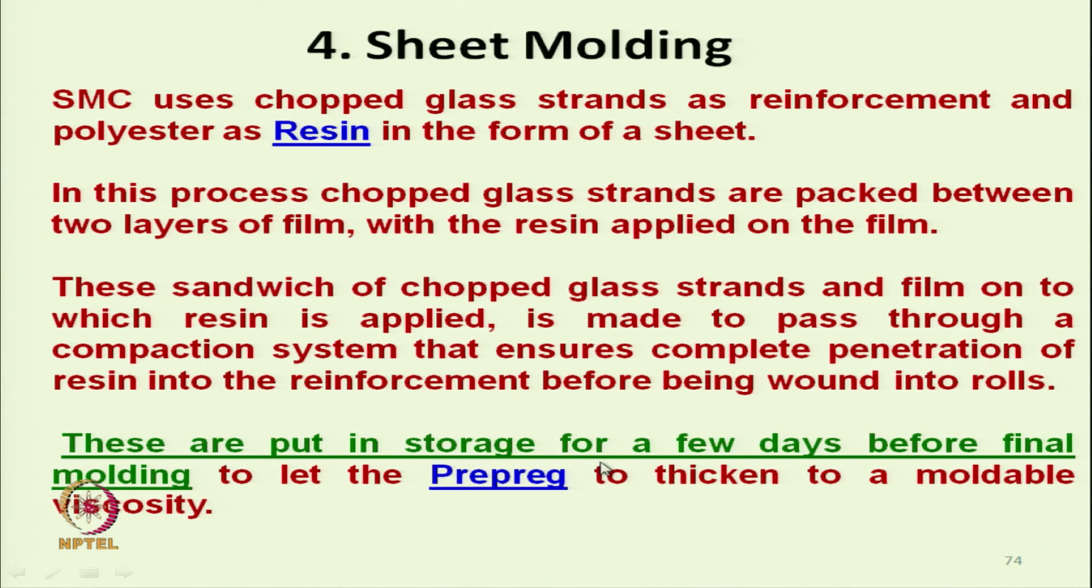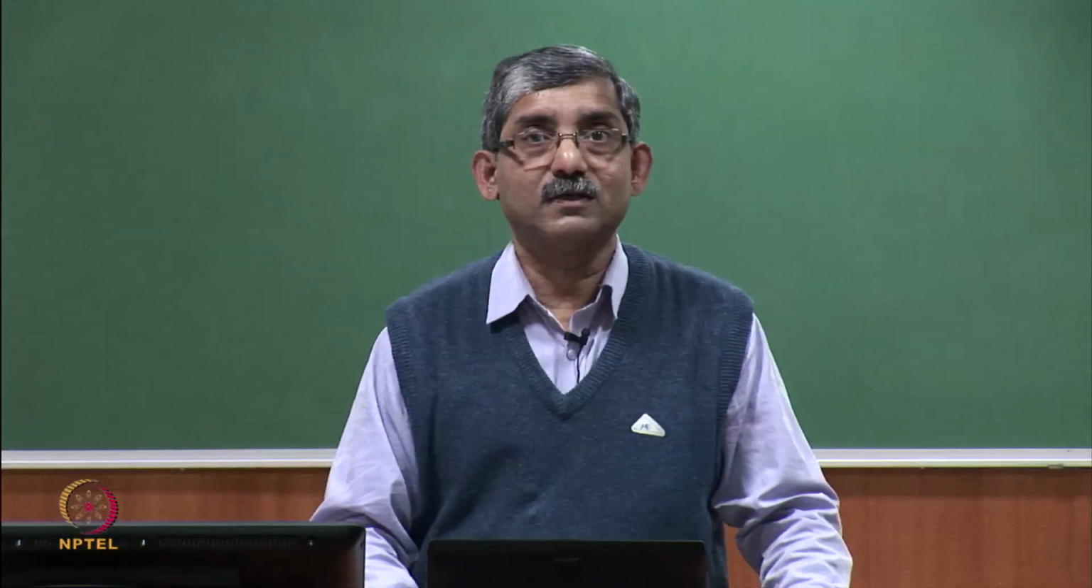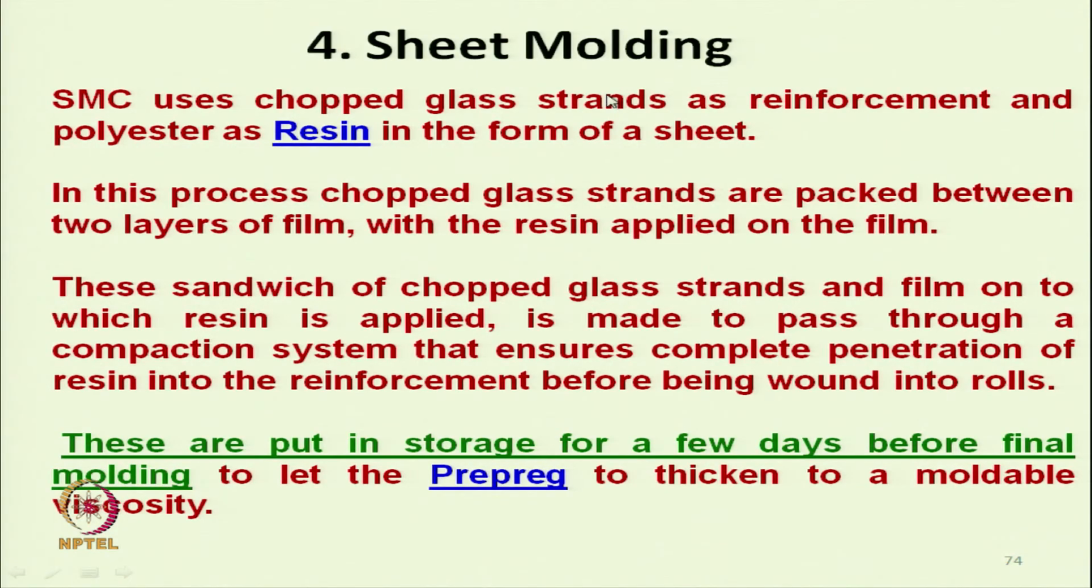Next is the sheet molding. Sheet mold composite uses the chopped glass strand as reinforcement and polyester as resin in the form of a sheet. So, where we will get a sheet, in between the two sheets, that is the protecting sheets, the chopped glass fiber and polyester resins are placed.